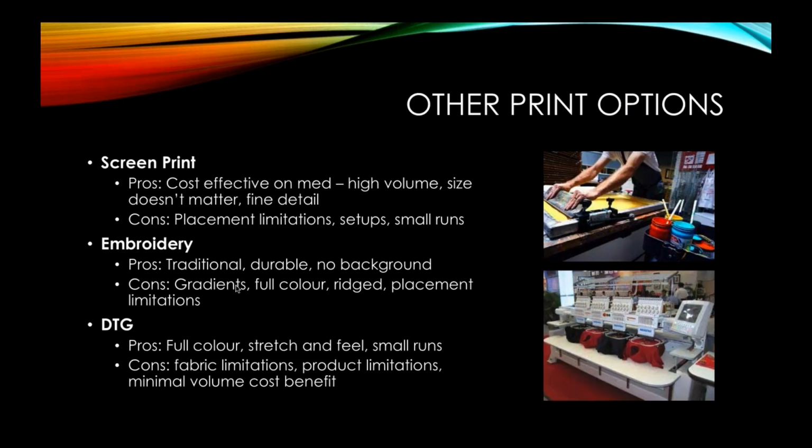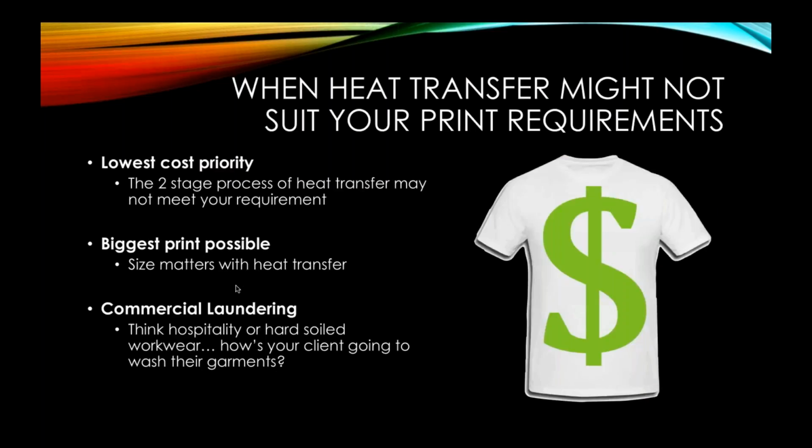DTG: great full color, great stretch and feel, very good for small runs as well. But again, limitations on the fabric. You can't print poly blends and polyesters and sportswear and things like that. You can't put a bag under a DTG machine, etc. There's minimal volume cost benefit. So as soon as you start getting up to your medium run, that doesn't work for you either. So you've got to be charging for the actual small run print, and that's where you've got to be making the margin. Okay, when does heat transfer not suit your printing requirements?